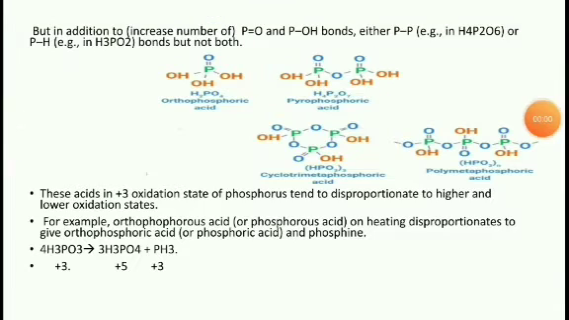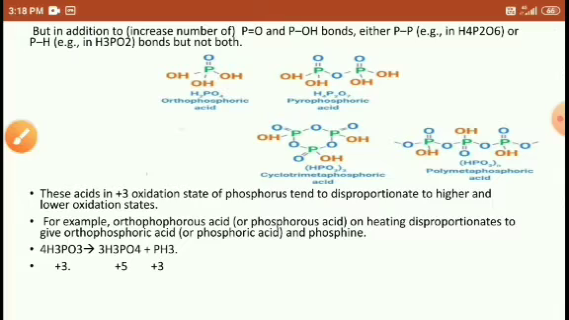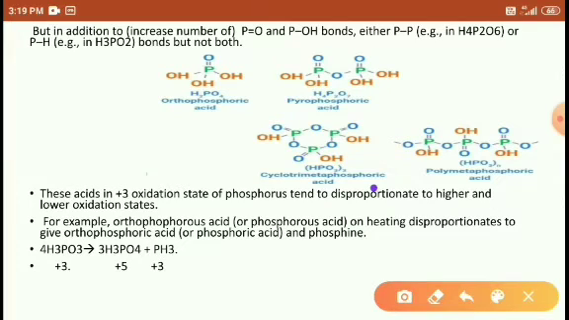Students, the +3 oxidation state of phosphorus tends to disproportionate. Disproportionate means a single reaction in which the phosphorus shows different oxidation states. Students, that is what we call a disproportionation reaction. In it, the higher oxidation state is greater than 3 and the lower oxidation state is less than 3. Look here, students. This is one example.